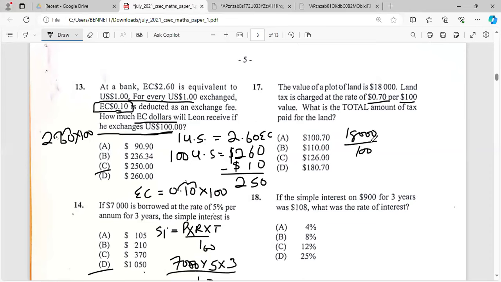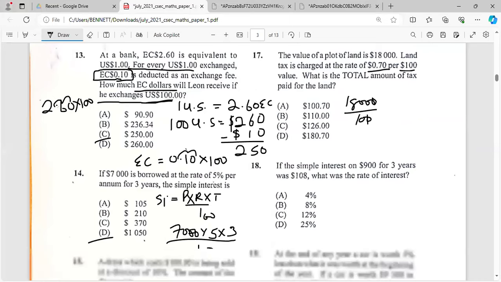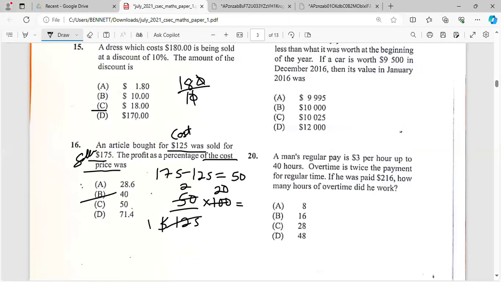Sir, what was the answer for number 16, sir? 40. You need the profit, right? The profit amount is $50, and they say express that as a percentage of the cost price. The cost price is what you purchased it for. So it would be 50 over 125 times 100%, since percent means out of 100. When you work it out, you got 40 as well? No, sir, I got 40. I just wanted to know if I was correct. Oh yeah, it's correct.